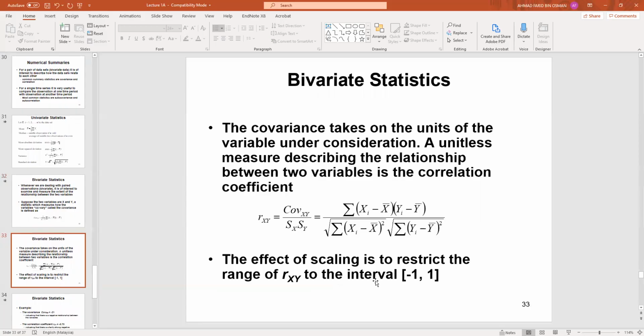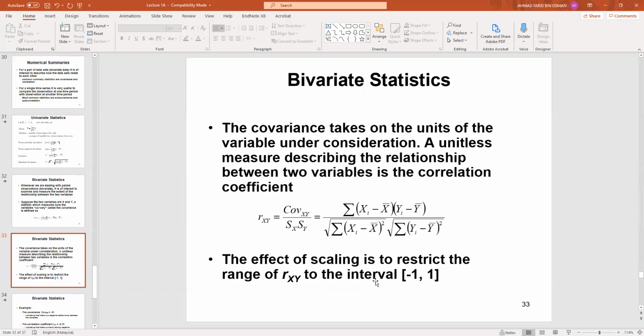So the covariance takes on the units of the variables under consideration. Okay, so it depends on the units of measurement. It's possible that the covariance can be a small value, or it also can be a large value, 1,000 or even a million. But whether it's a small or large value, it does not tell us the strength of the relationship. The strength of the relationship between two variables, whether there is a strong relationship between Y and X, or a weak relationship.